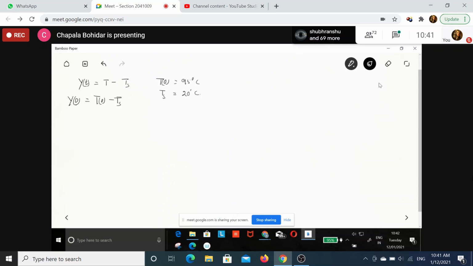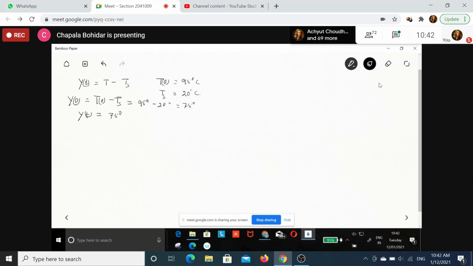I can write down this way. What is the value of y of 0? Tell me. 95 minus 20, that is 75 degrees. Okay, so what you write down is y_s as the solution, y(t) as the solution, that is 75 degrees.